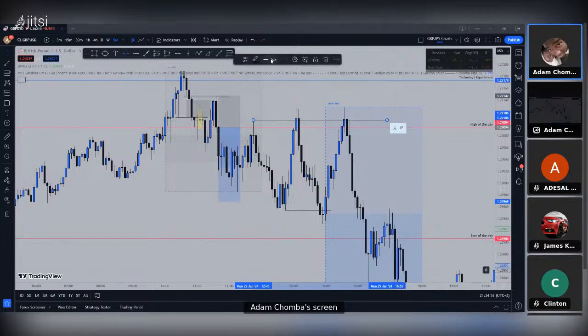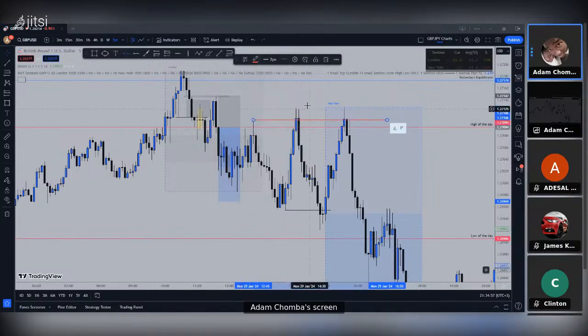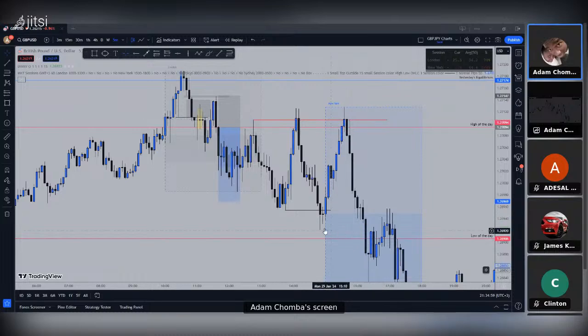Let me use maybe a red line. You're looking for the market to come to this resistance or anywhere between this higher high and this lower low. So it came from a higher high to a lower low. You're waiting for the market to come back into either the imbalances or to the top here, because we can see that now the market is moving sideways.